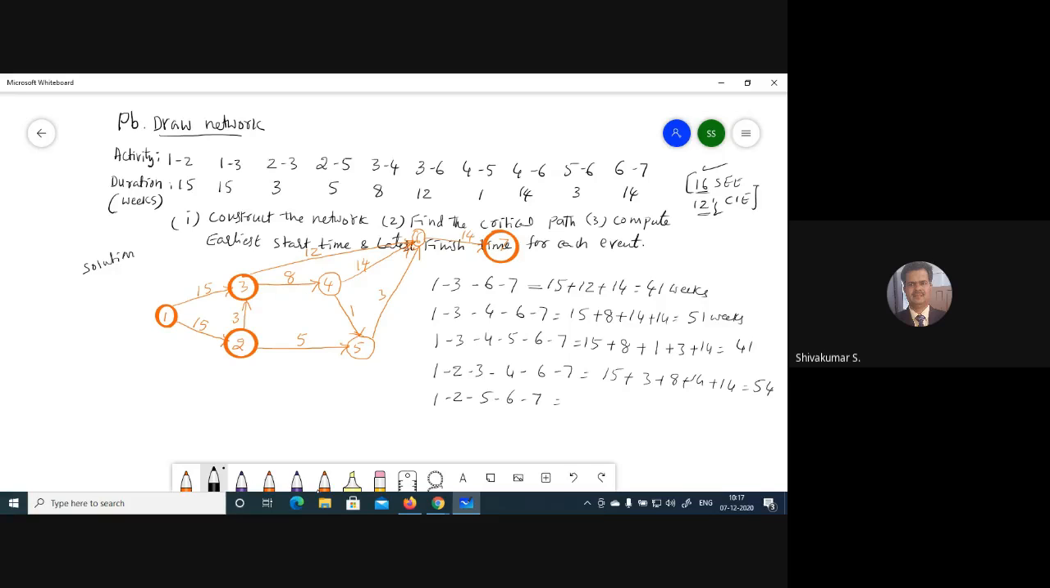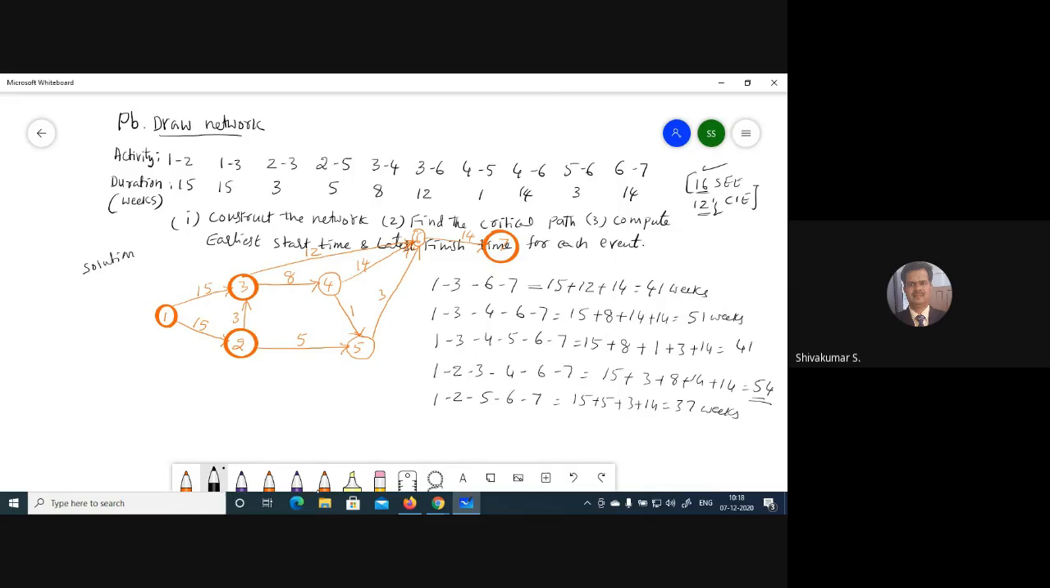54 weeks. Next, one more thing. 1 to 2, 2 to 5, 5 to 6, 6 to 7. So 15 plus 5 plus 3 plus 14 is equal to 37 weeks. Yes, sir. Right? Now, among all these, the highest is 1, 2, 3, 4, 6, 7. So this is the critical path.